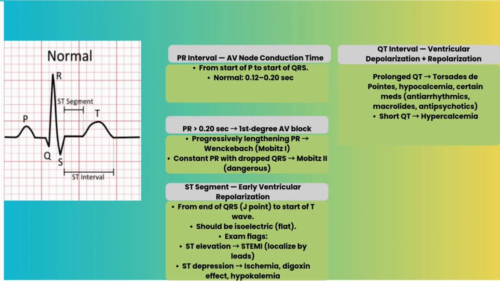Prolonged QT interval, we suspect hypomagnesemia or hypocalcemia, or the patient could be on some medications that can cause prolonged QT interval. For example, medications like amiodarone and some antibiotics.